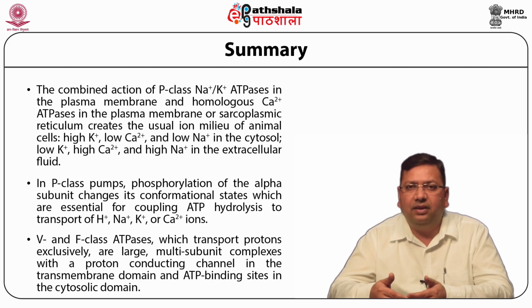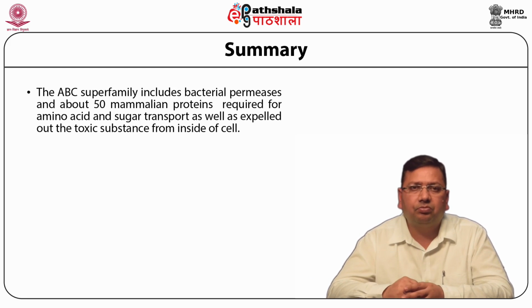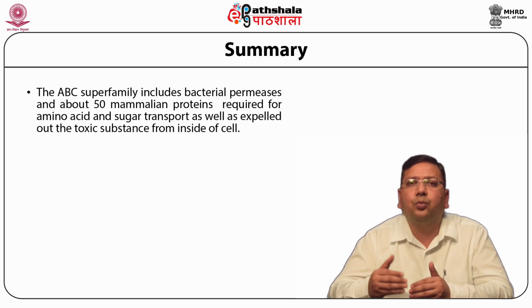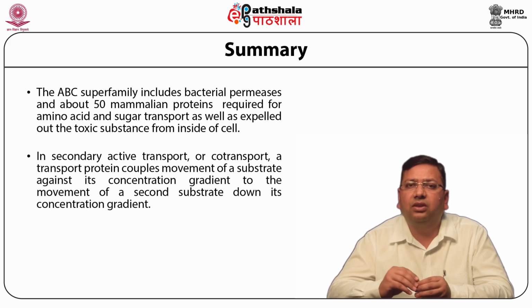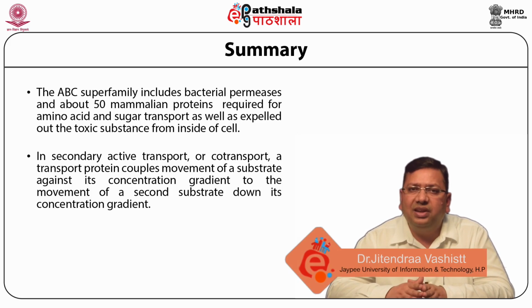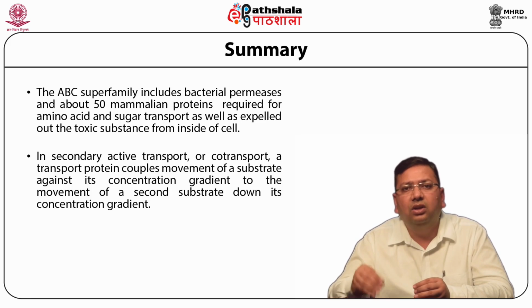V and F-class ATPases, which transport protons exclusively, are large multi-subunit complexes with proton-conducting channels in the transmembrane domain and ATP binding sites in the cytosolic domain. The ABC superfamily includes bacterial permeases and about 50 mammalian proteins required for amino acid and sugar transport, as well as expelling toxic substances from inside to outside of the cell. Lastly, in secondary active transport or co-transport, a transport protein couples movement of a substrate against its concentration gradient to the movement of a second substrate down its concentration gradient.